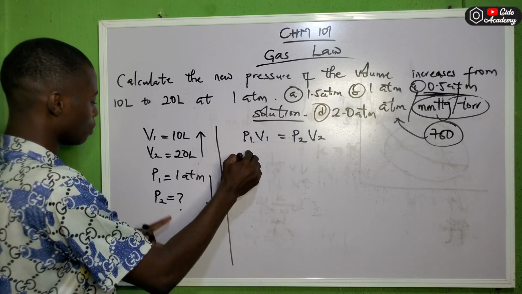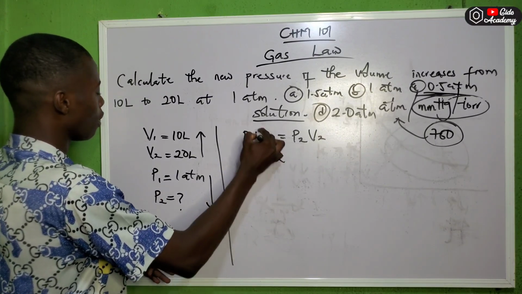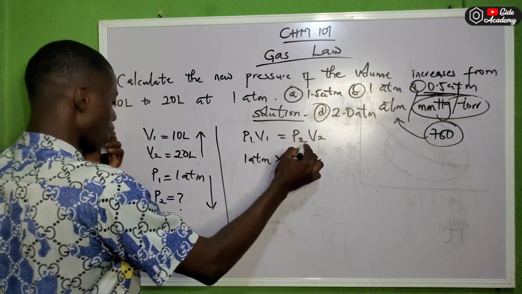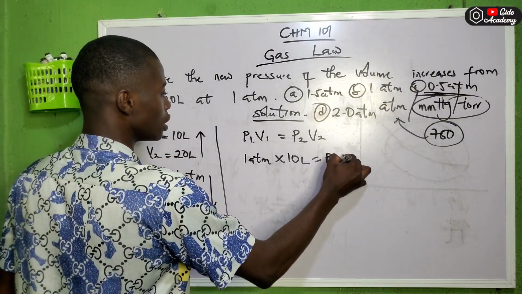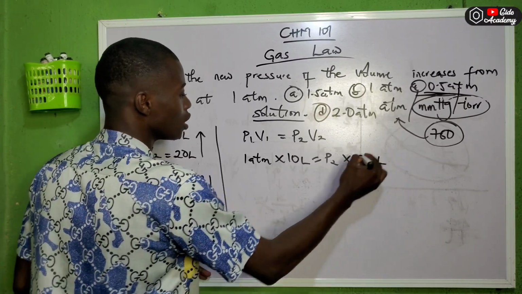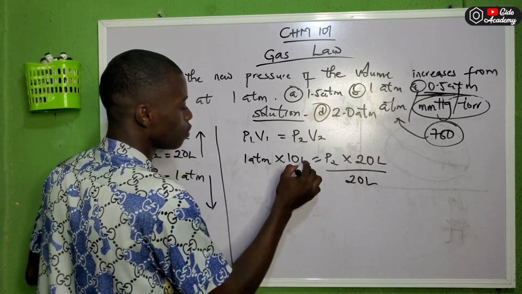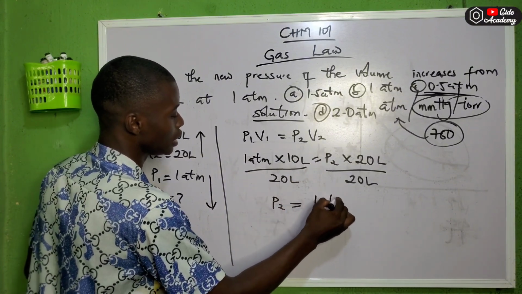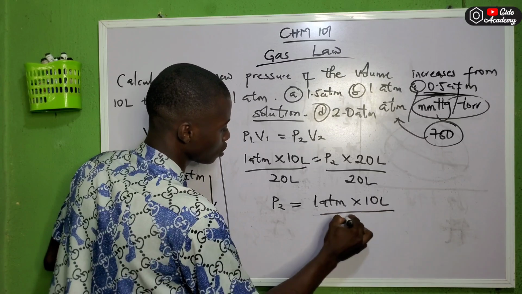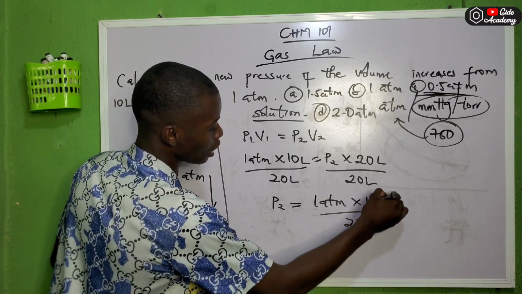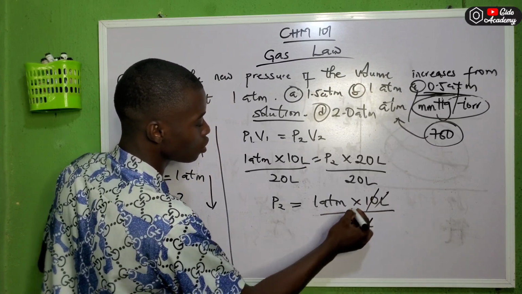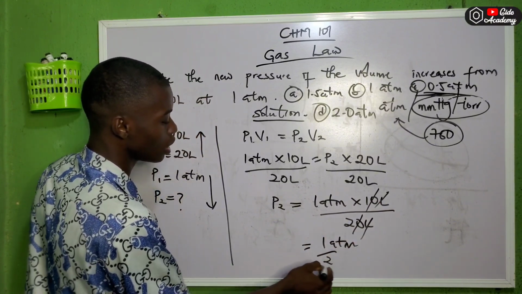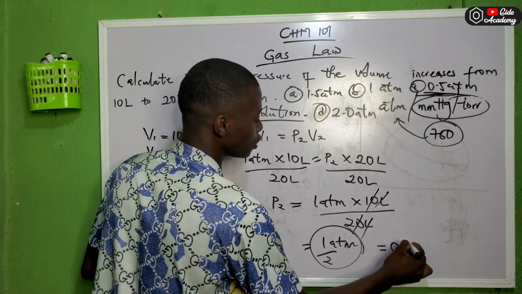P1 is 1 atm times our V1. Our V1 is 10 liter is equal to our P2. Our P2 is unknown times our V2. Our V2 is 20 liter. So let's make P2 the subject of the formula by dividing both sides by 20 liters. So we have P2 is equal to 1 atm times 10 liter all over what? 20 liter. Liter will cancel liter, 0 will cancel 0. 1 atm times 1, we have 1 atm, and here we have all over 2. 1 over 2 atm can also be written as 0.5 atm.